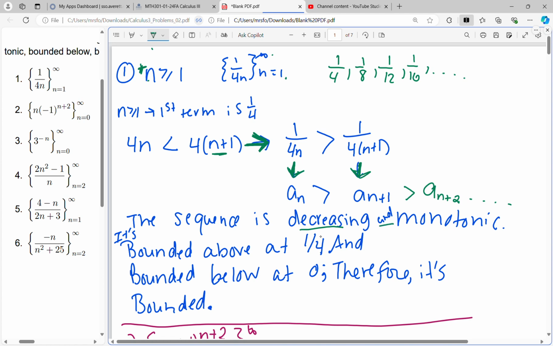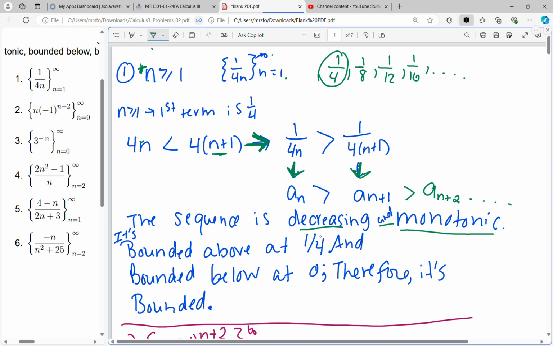Because it is decreasing, it is monotonic. Remember that if something is decreasing or increasing, it's monotonic. If it's not increasing or decreasing, then it's not. Okay? So now we know it's bounded above at 1/4. We actually showed that up here when we were looking, but you could also do it later if you hadn't already done it.